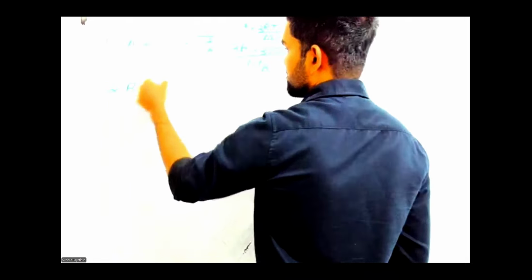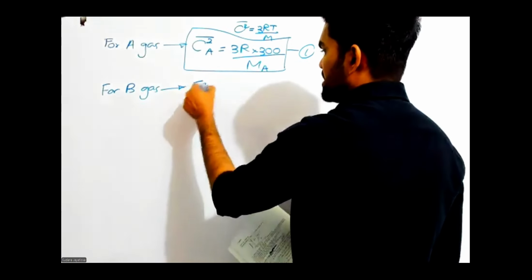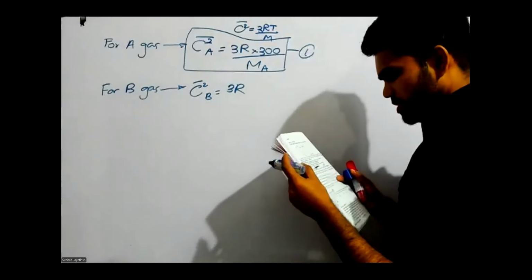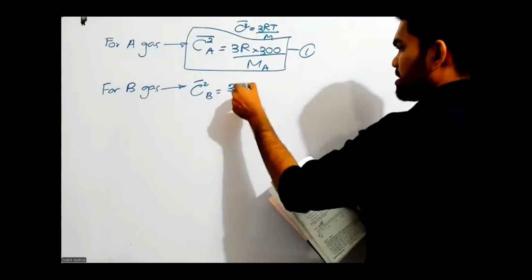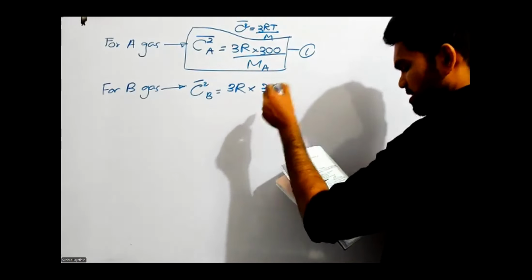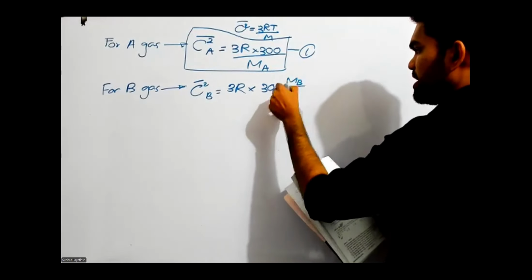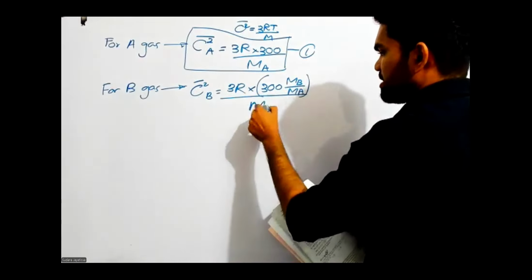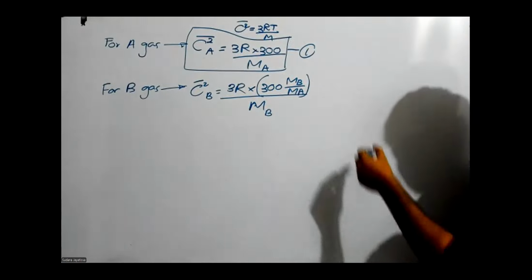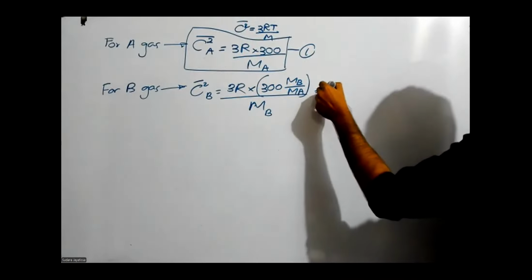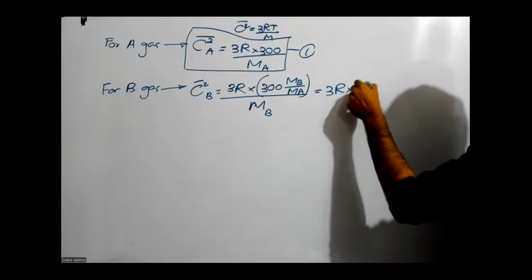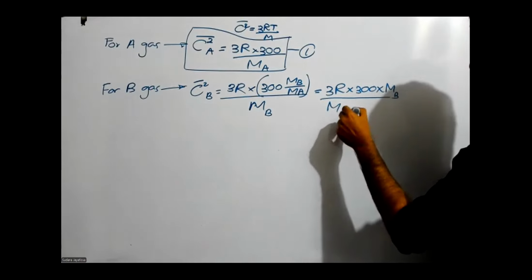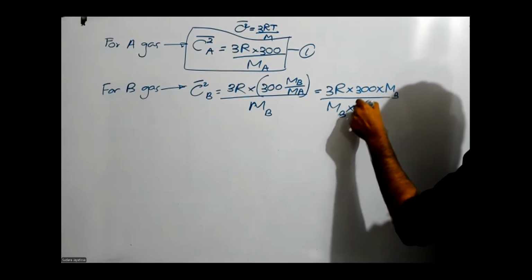For B gas, C square bar B equals 3R, you can write. And for temperature, you have to use the given value, 300, into MB over MA, divided by capital M B. Then you have to simplify this a little bit further. So 3R into 300 into capital MB over capital MA, capital MB into capital MA.